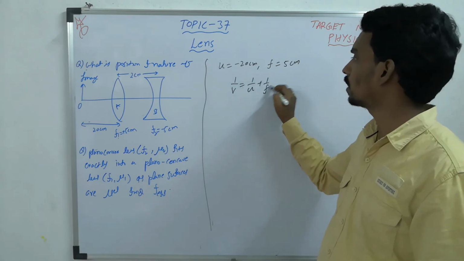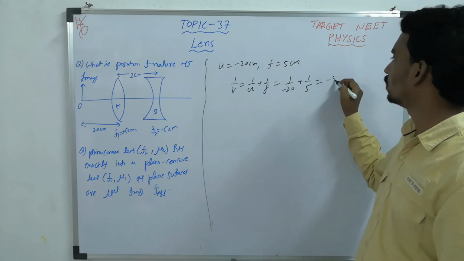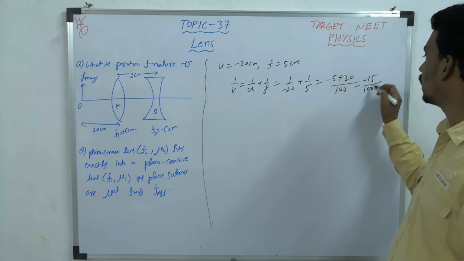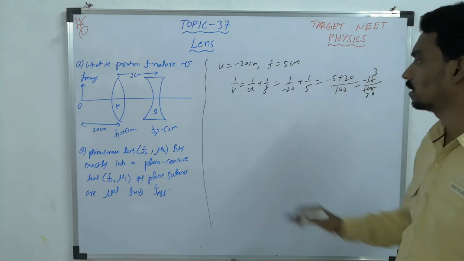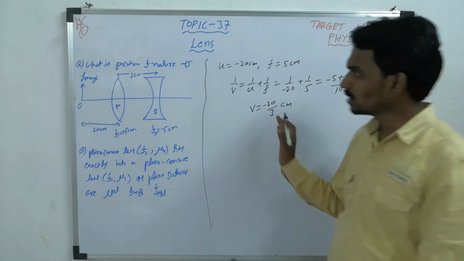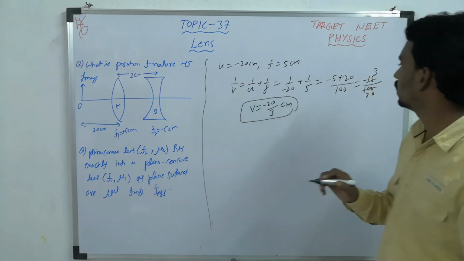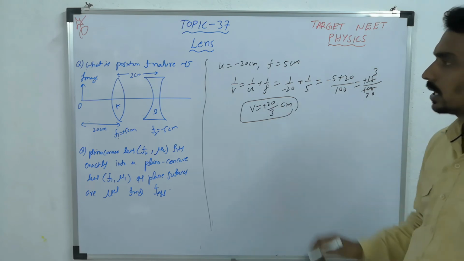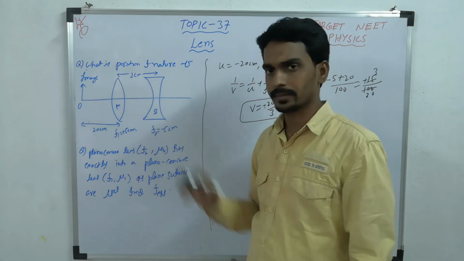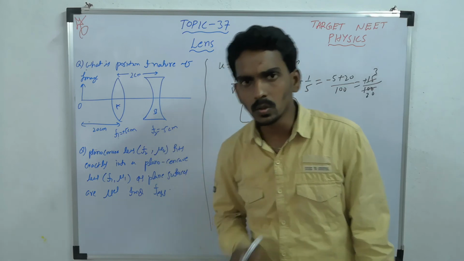1 by V equals 1 by U plus 1 by F. So 1 by minus 20 plus 1 by 5 equals minus 5 plus 20 by 100 equals 15 by 100. So V is 20 by 3, positive, not minus. Positive means the other side. But here there is one more lens at a distance of just 2 cm.